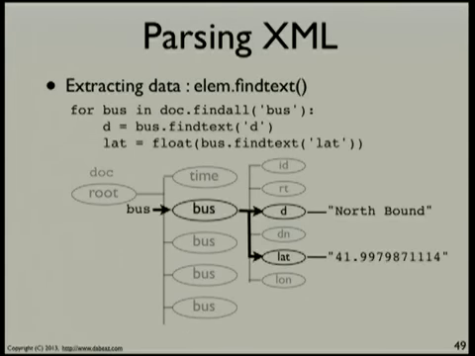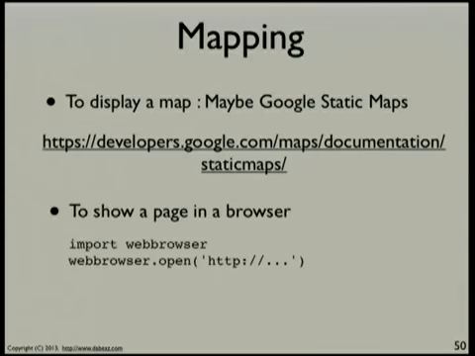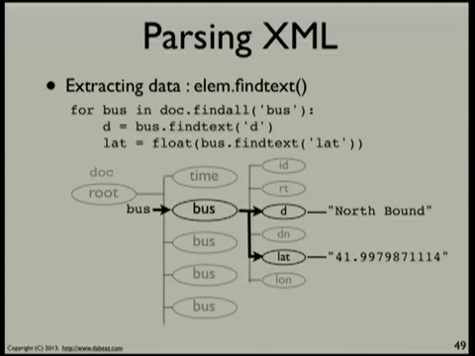And then for each of those, you can pull data out of it by using things like findtext. So you can say, okay, give me the direction that this thing was going, or give me the latitude coordinate of the bus. So that's what we're going to do.